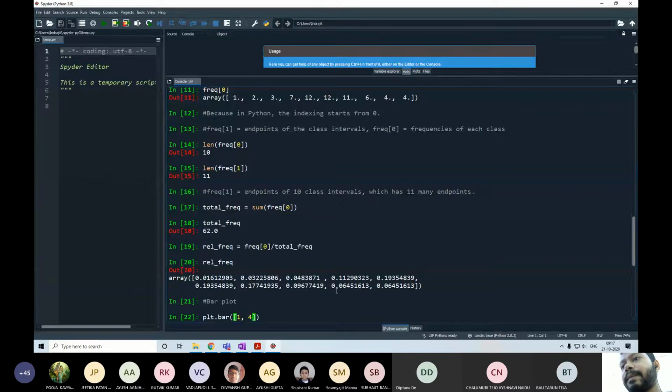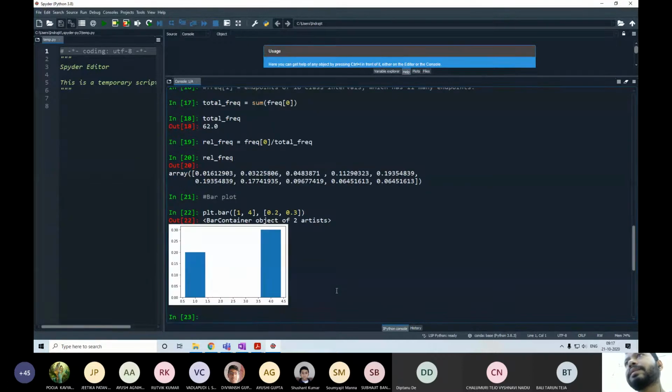Select 1, 4, and give two other numbers, 0.2 and 0.3. Okay, so it does something like this. If I give an array of numbers and a second array of numbers, at 1 it puts a height of 0.2, and at 4 it puts a height of 0.3. So we'd like to do the same thing.